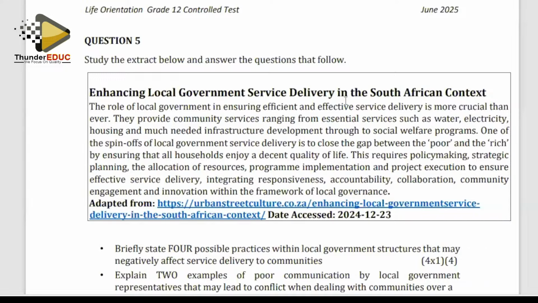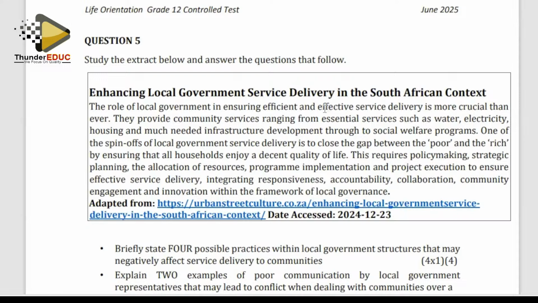Okay, now question 5. We are going to study the extract, then we answer the questions that follow. The extract reads: enhancing local government service delivery in the South African context. The role of local government in ensuring efficient and effective service delivery is more crucial than ever. They provide community services ranging from essential services such as water, electricity, housing, and much-needed infrastructure development through social welfare programs. One of the spin-offs of local government service delivery is to close the gap between the poor and the rich by ensuring that all households enjoy a decent quality of life.